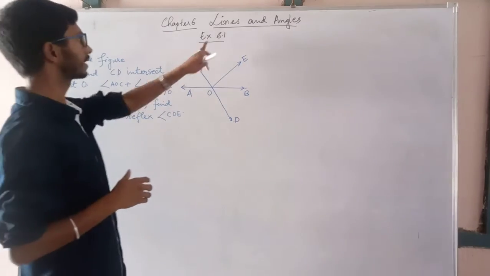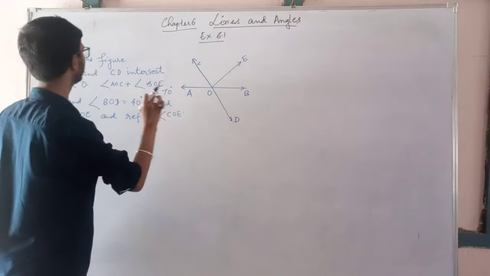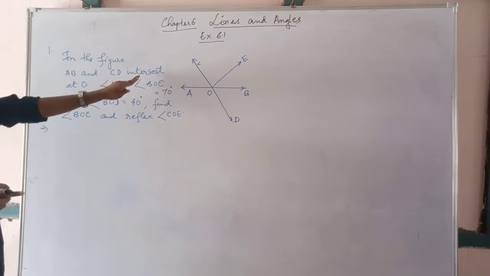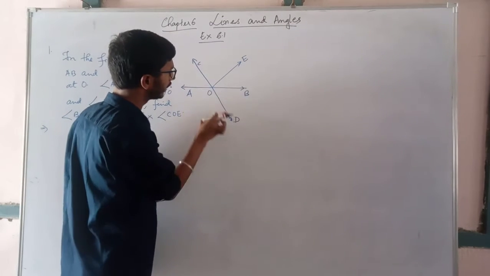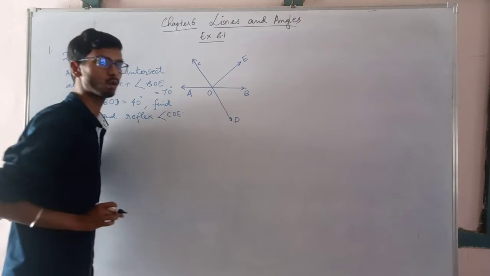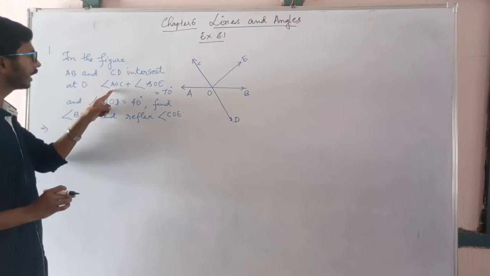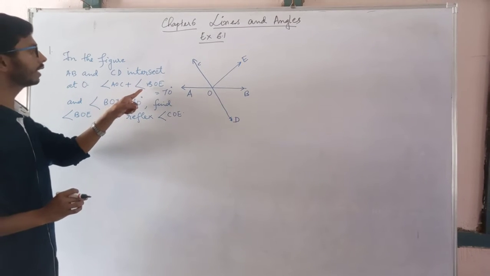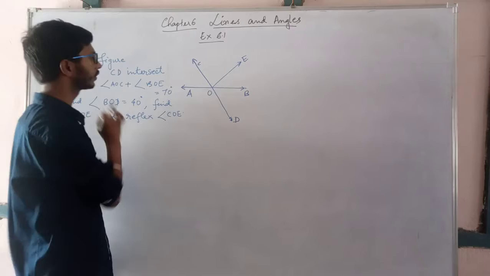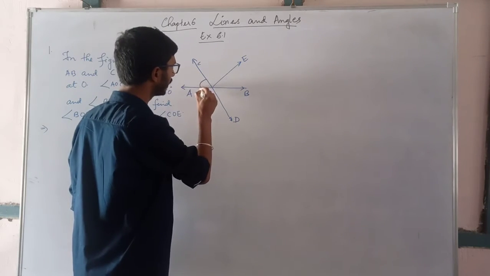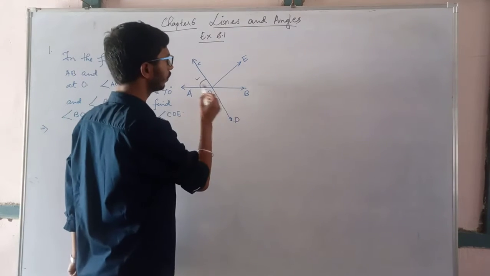So the first question of exercise 6.1 is, in the figure shown, that means this figure, AB and CD intersect at O. So in this figure you can see the two lines AB and CD intersect at the point O. So two lines cut at the point O. If angle AOC plus angle BOE equal to 70 degree. So AOC means this angle plus angle BOE. So BOE, that means this angle.